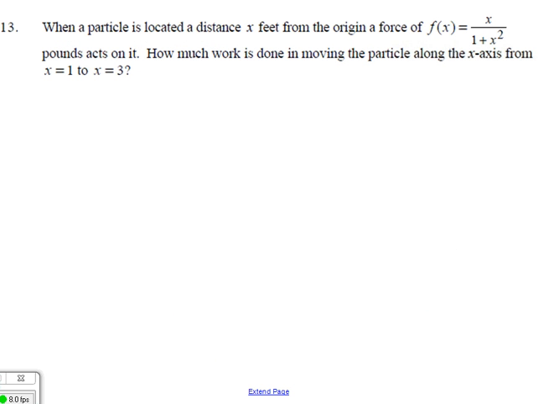All right, so a couple more problems. Hopefully you're picking up on these ideas. It says when a particle is located at a distance x feet from the origin. So what I'd like you to do is stop this video and try to get an answer for this. All right, so the force is varying. Here's how it's varying. And we want to know how much work is done in moving the particle from 1 to 3.